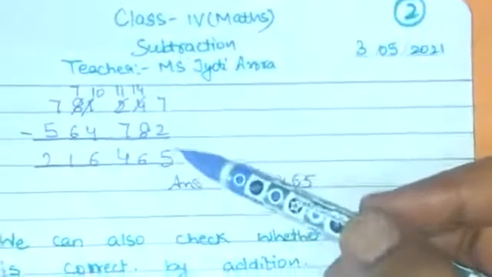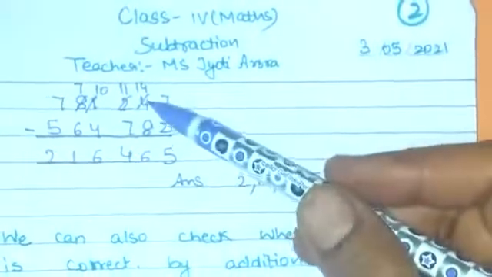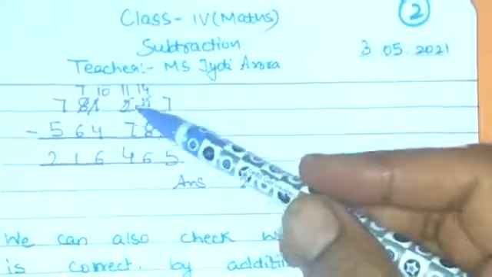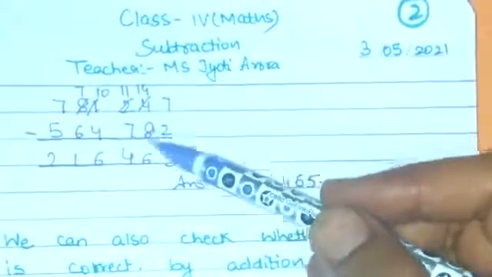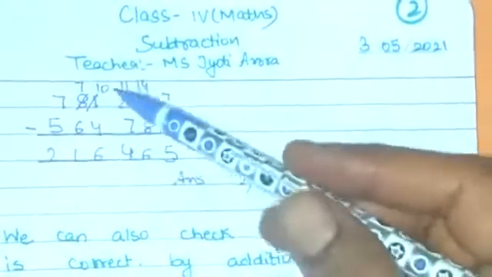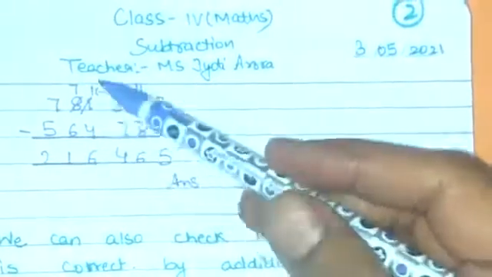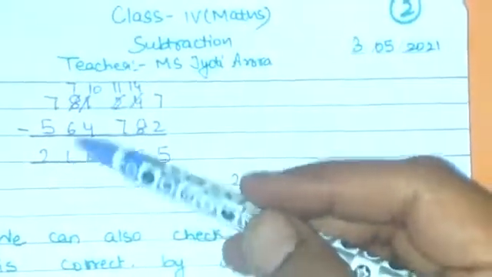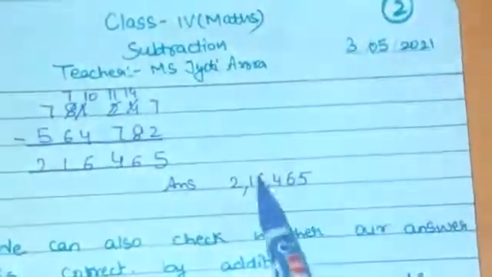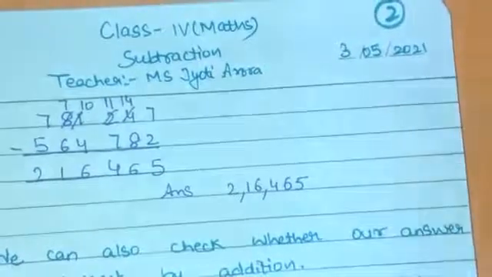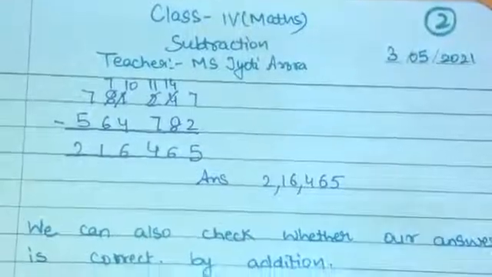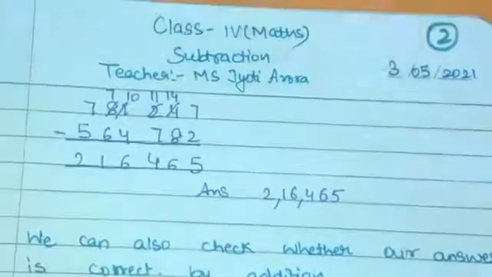7 minus 2 is 5. Then we will borrow 1 from here, we get 14. 14 minus 8 is 6. Then 11 minus 7 is 4. 10 minus 4 is 6. 7 minus 6 is 1. And 7 minus 5 is 2. So our answer is 2,16,465. Clear?